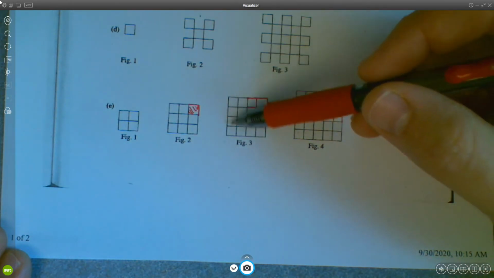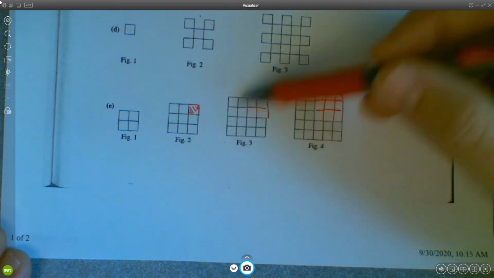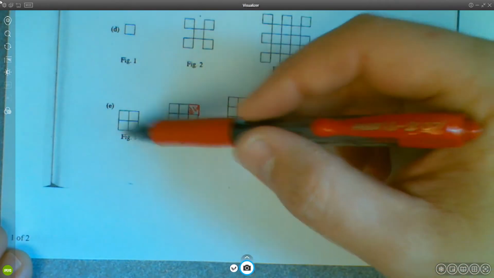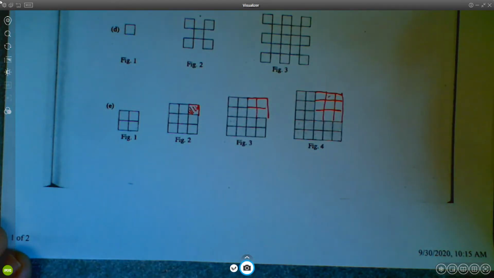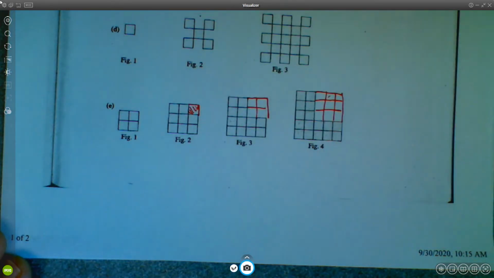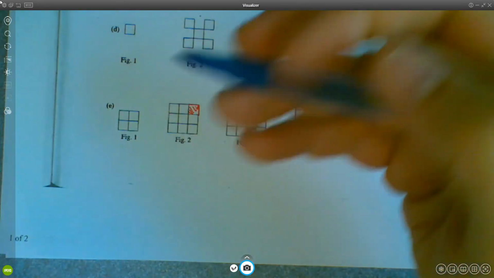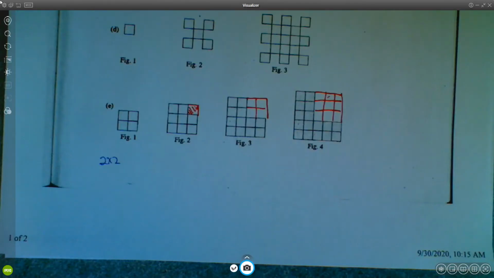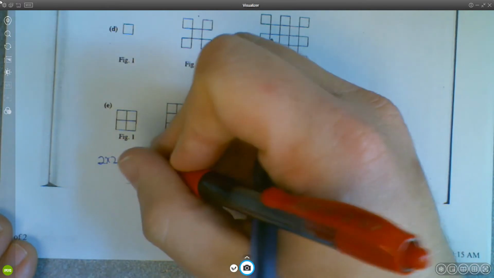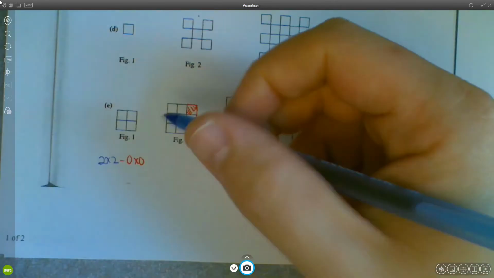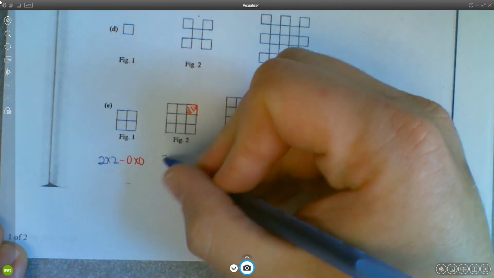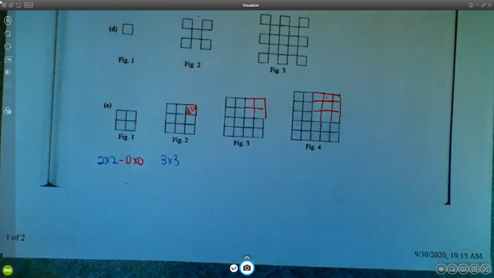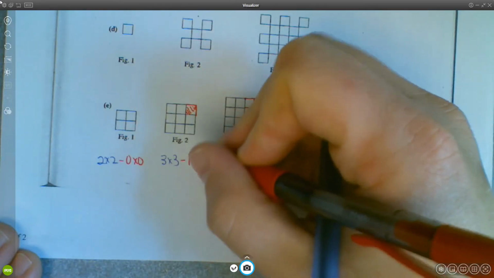And here you have a 1, 2, 3, 4, 1, 2, 3, 4. So you have a 4 by 4. So it's a 5 by 5, a 4 by 4, a 3 by 3, and sure enough, a 2 by 2. So I think what we could say is that this one here is a 2 by 2 minus a 0 by 0. And this one is a 3 by 3 minus a 1 by 1.